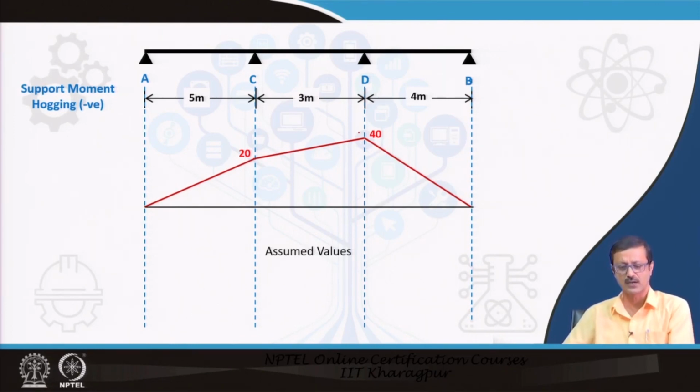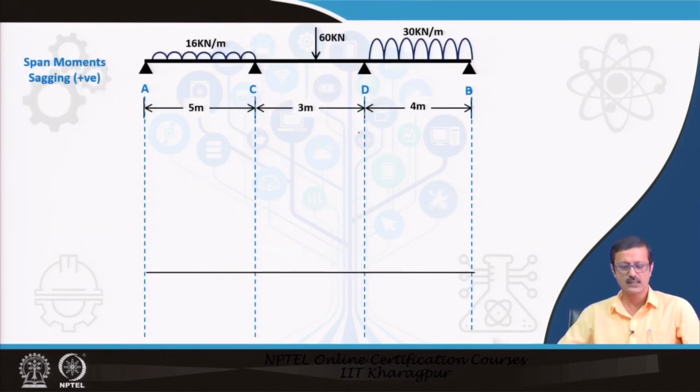Suppose the values are 20 and 40, and those are definitely hogging moments because they are at the supports. Because of the continuity, it will create a hogging kind of moment, that is, the tension will be at the top. And suppose at C it is 20 and at D it is 40. So I can draw this polygon by joining 0, 20, then 20 to 40, and 40 to 0.